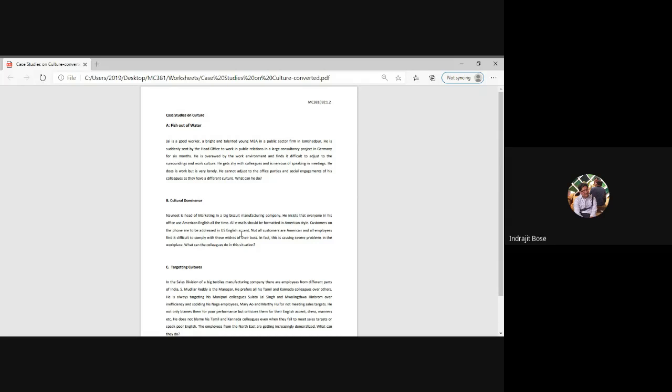Jay is a good worker, a bright and talented young MBA in a public sector firm in Jamshedpur. He is sent by the head office to work in public relations in a large consultancy project in Germany for 6 months. He is overawed by the work environment and finds it difficult to adjust to the surroundings and work culture. He gets shy with colleagues and is nervous of speaking in meetings. He does his work but is very lonely. He cannot adjust to the office parties and social engagements of his colleagues as they have a different culture. What can he do? Okay. Let me just read them one by one, then you will comment.